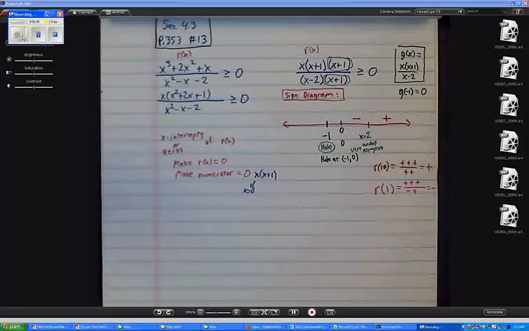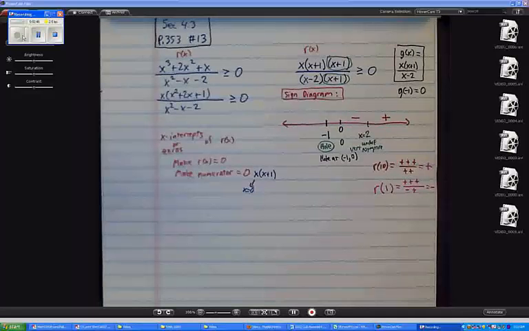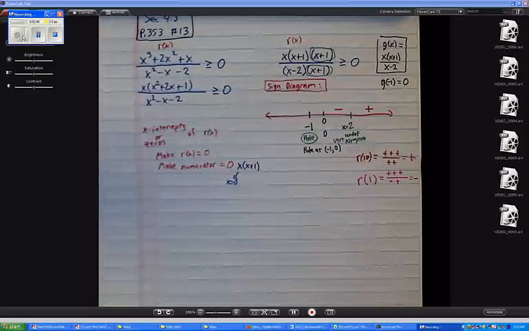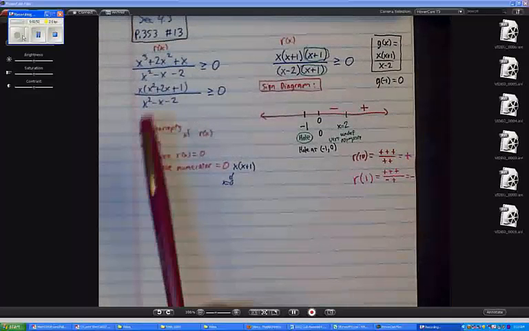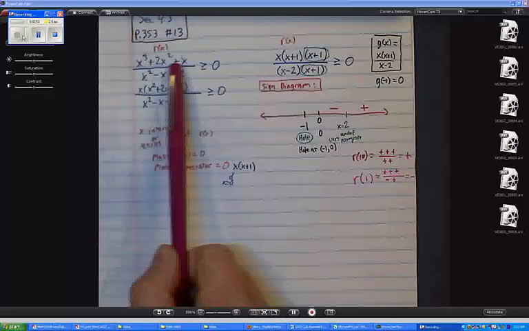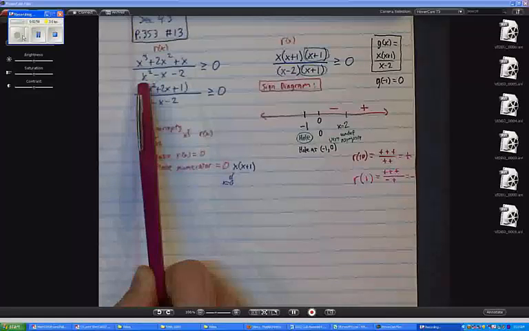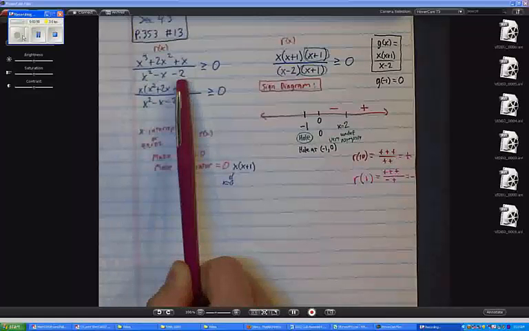Why do I use the factored form? For me, it's a lot easier. I could, if you want, put a 1 in here. And I would get 1 plus 2 plus 1 is 4 over 1 minus 1 minus 2 is negative. Positive over negative is negative. I'll get the same answer.